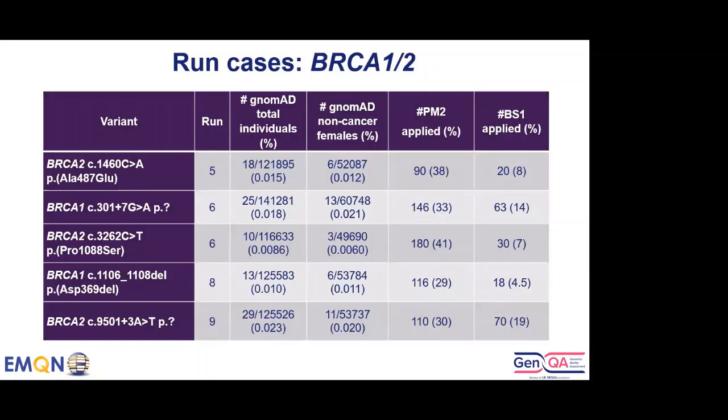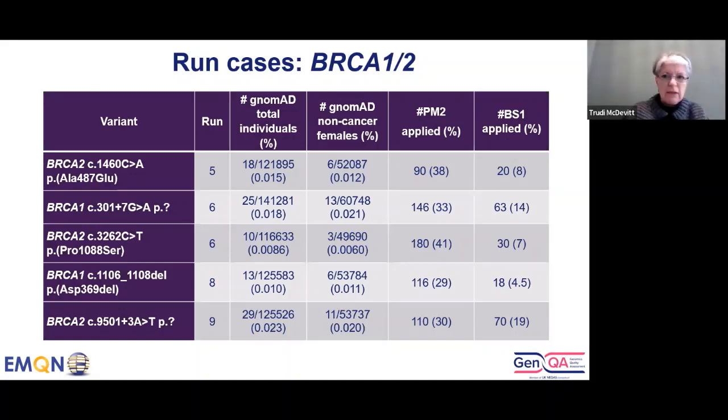For these, I'm going to look at 5 BRCA1/2 variants from previous runs. And in this table, you can see the gnomAD data, total gnomAD in the 3rd column, and in the 4th column, gnomAD data for the non-cancer females cohort. And then in the final 2 columns, the number of participants who applied PM2, the total number, and in brackets you have the percentage, and the number of participants who applied BS1.